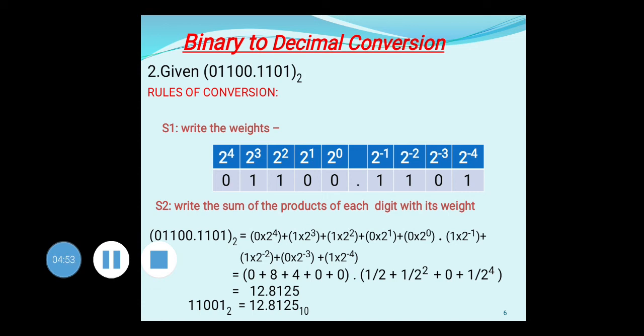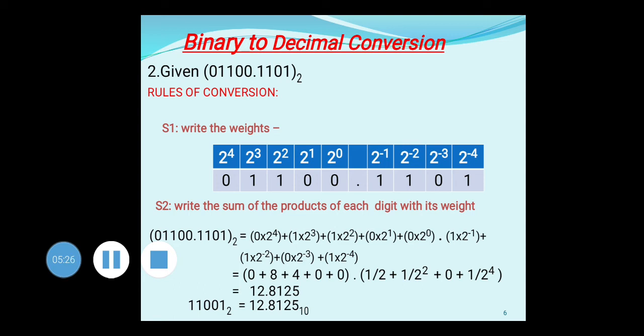If the integer part is there and the fractional part is there, the rule is that you write the binary number, and above that you write its weight. Now you have to check where there is a point. For the integer part, you start with 2 raised to 0, 2 raised to 1, 2 raised to 2, 2 raised to 3, 2 raised to 4. But for the fractional part, after the point, you write the weights 2 raised to minus 1, 2 raised to minus 2, 2 raised to minus 3, 2 raised to minus 4. So you have to remember this.